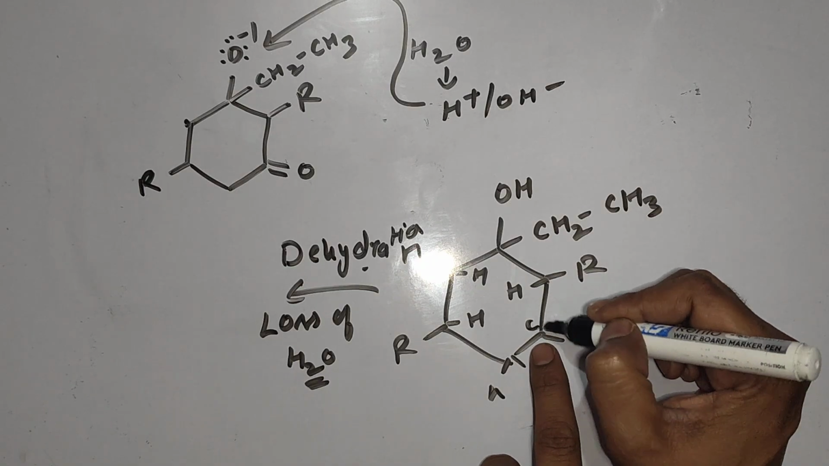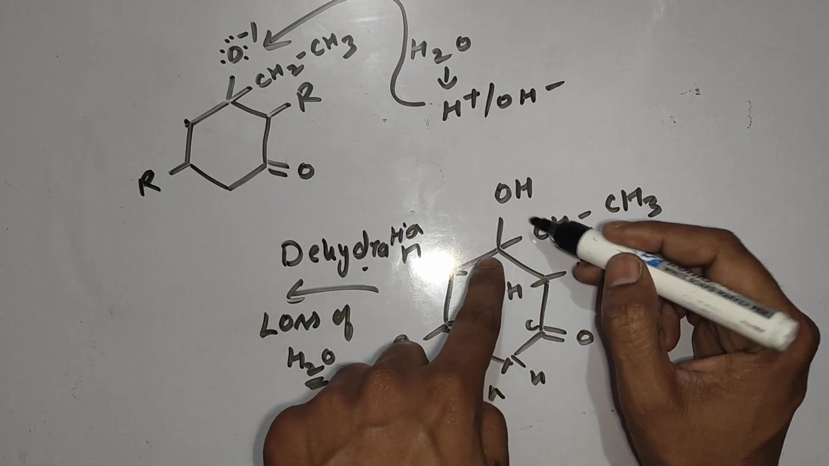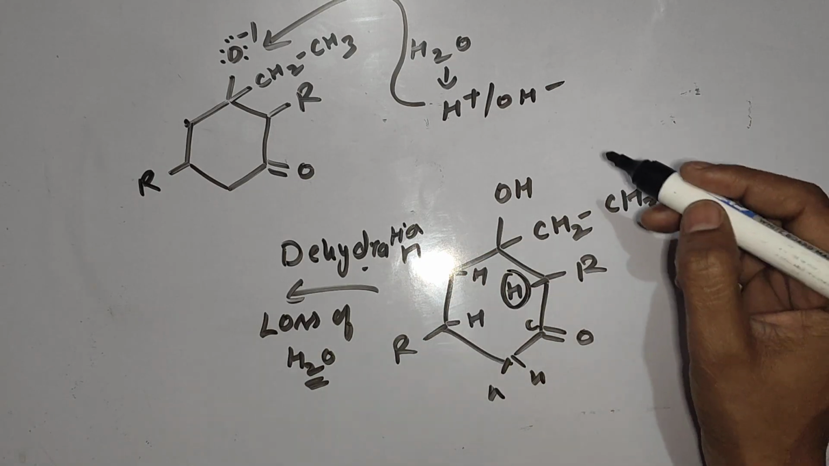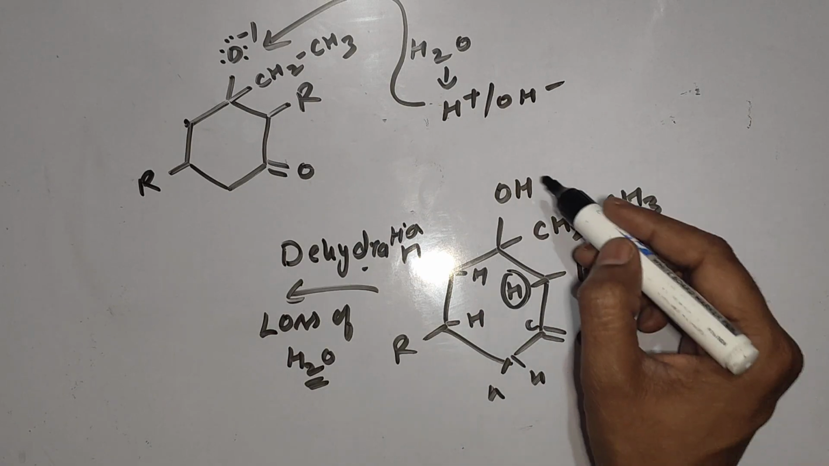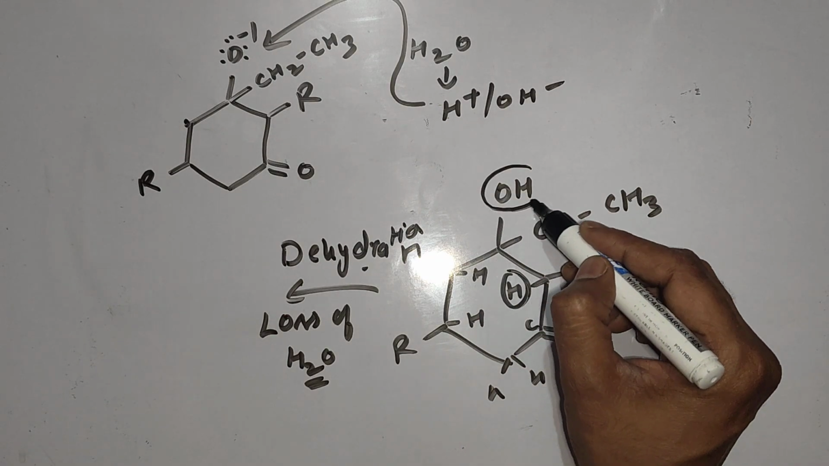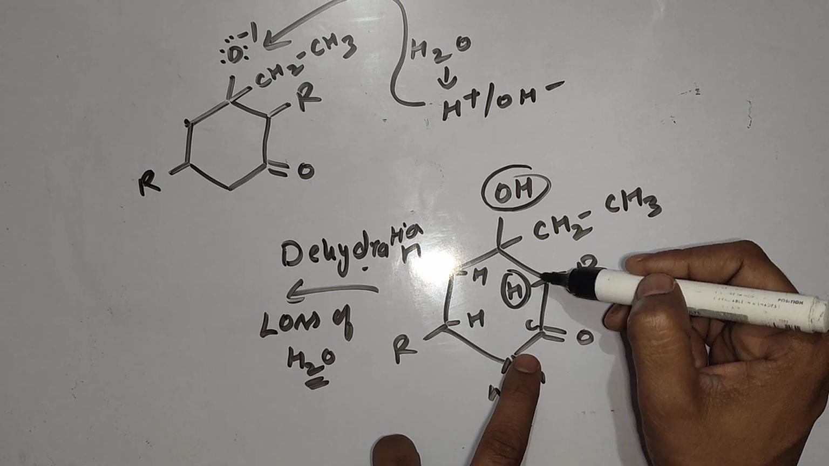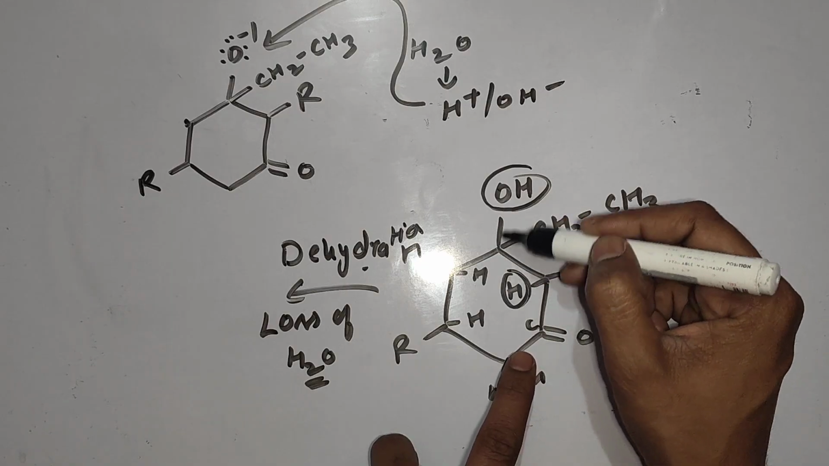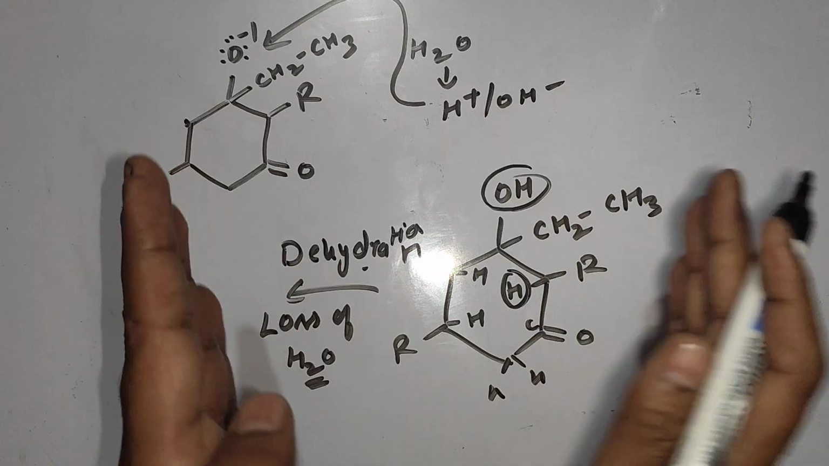This is the carbonyl carbon. Between the carbonyl carbon and the OH group, this hydrogen and this OH. Check carefully. Near to the carbonyl carbon, hydrogen is there and OH will be there. So this OH and this H you have to release out as H2O.